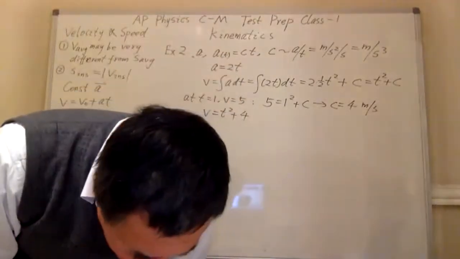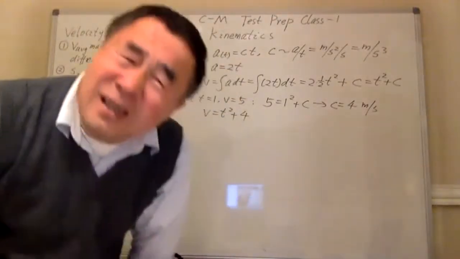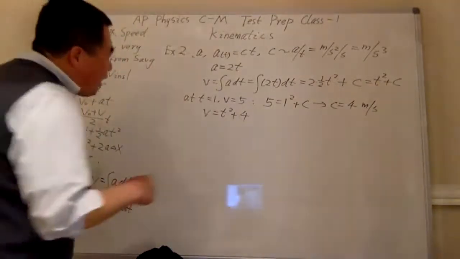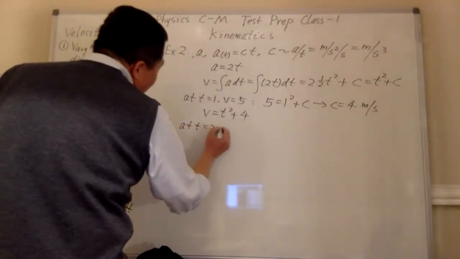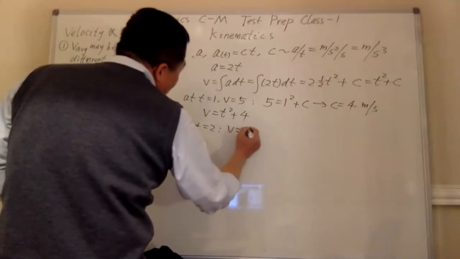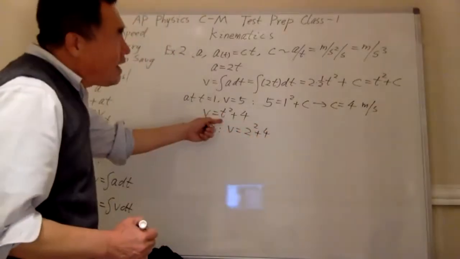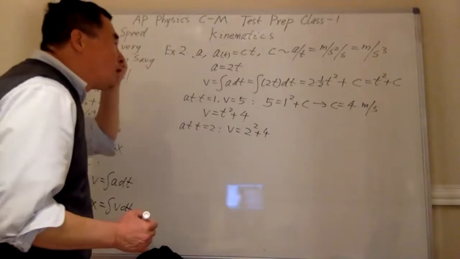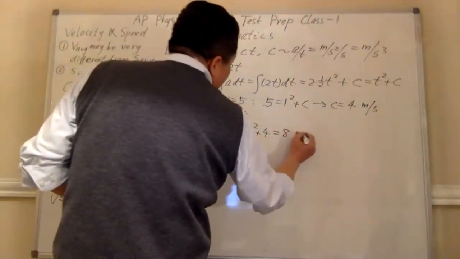Then what are we going to do? They ask you what is the velocity at t equal to 2? We just go ahead: v equal to 2 squared plus 4. We got 8. That's it.